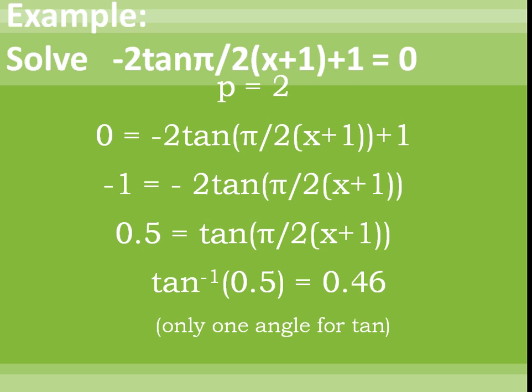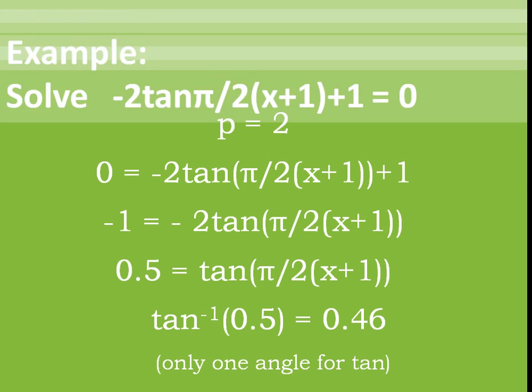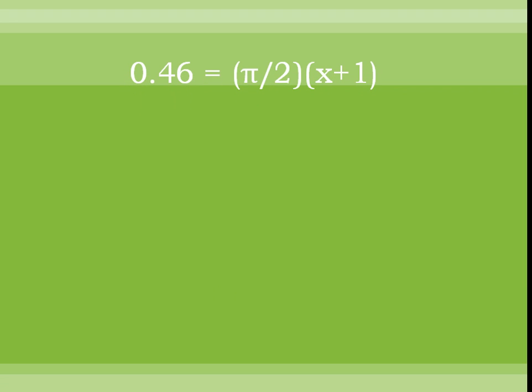Therefore, we now move on and say, all right, your answer is going to be 0.46 is equal to pi over 2 times (x plus 1), and we solve for the value of x. So once you divide everything by pi over 2, we get an answer of 0.29, which is equal to x plus 1. You bring over that positive 1, it becomes negative, so we get an answer of negative 0.71 as x.